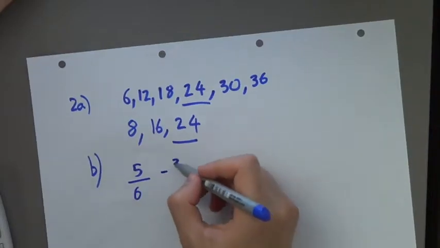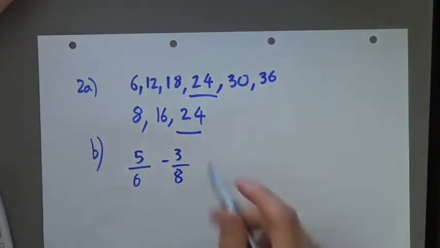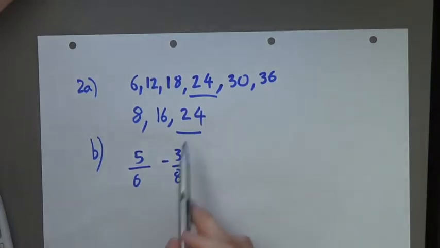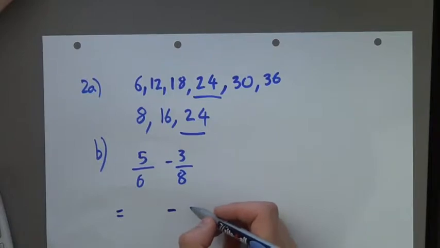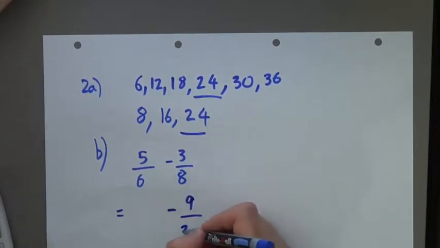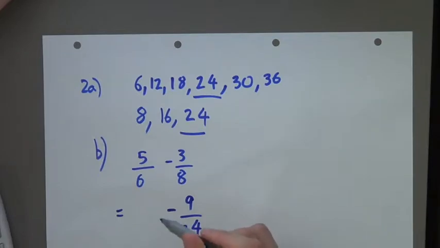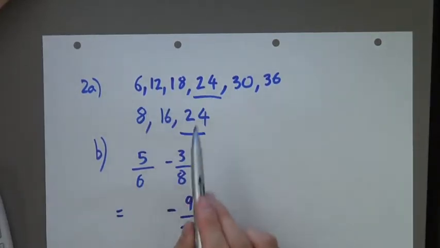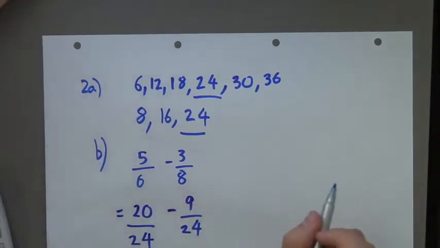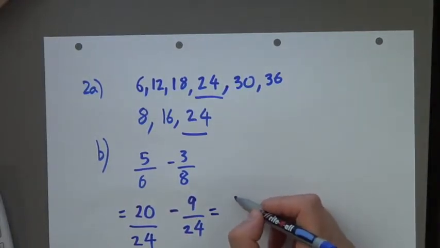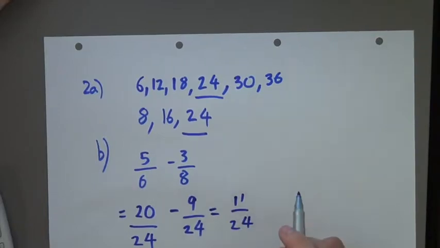5 over 6 minus 3 over 8. Well, the common multiple is 24, so I need to multiply this by 3, top and bottom, so this can be rewritten as 3 times 3 is 9 over 24. 5 over 6, I need to multiply this by 4, 5 times 4 is 20 over 24, so this gives me 11 over 24, so that's the answer. Okay, so we're continuing on with our questions.